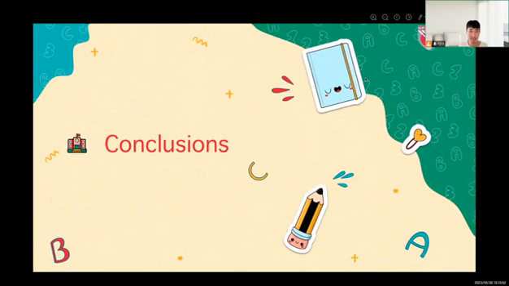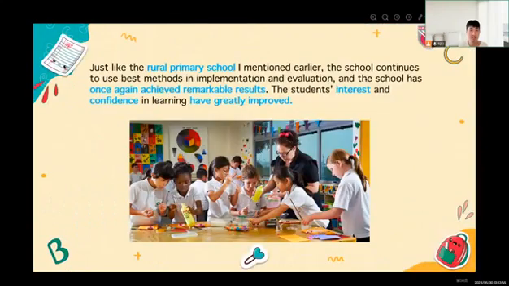Okay, the last part is conclusions. Just like the rural primary school I mentioned earlier, the school continues to use the best methods in implementation and evaluation, and the school has once again achieved remarkable results.